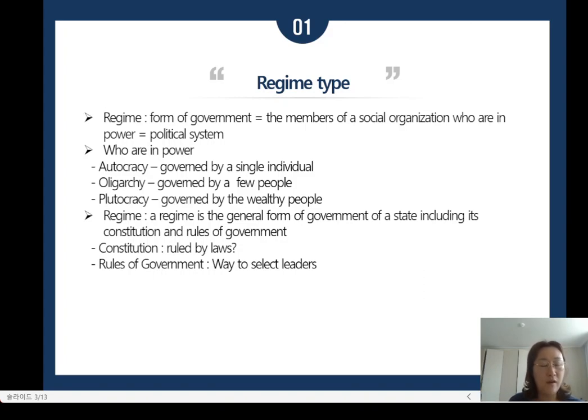So 공화국 in Korean. Like we have the first republic, second republic. It's based on whether the law has been changed or not. So if the law changed, then the republic has changed. So for a long time, even though the leader changed, we do not call it a change of republic because of law. The rules of government, a way to select a leader.